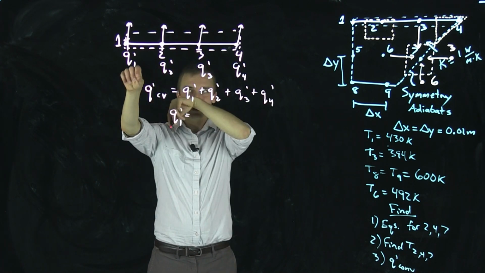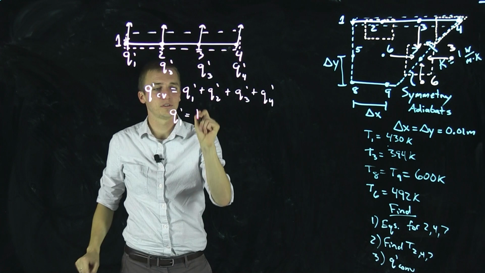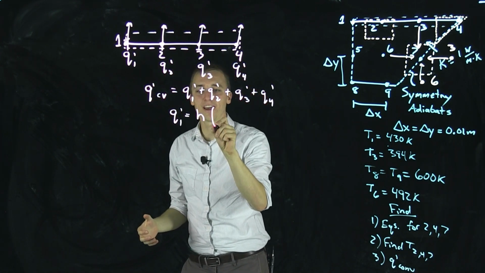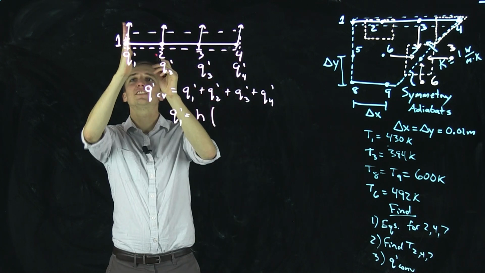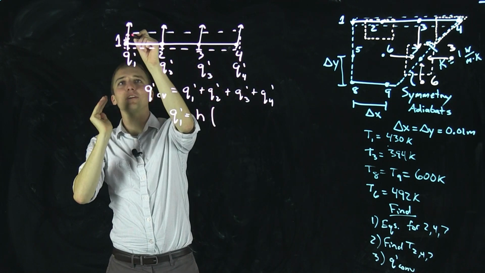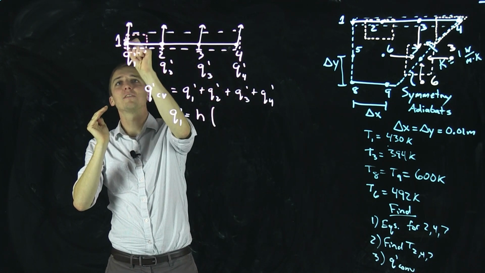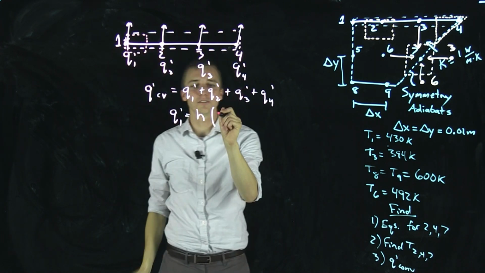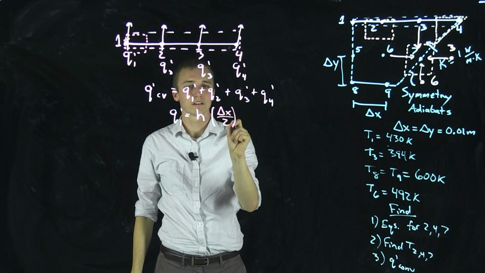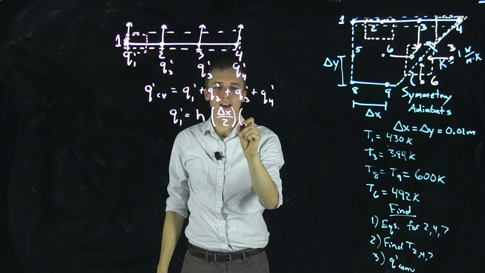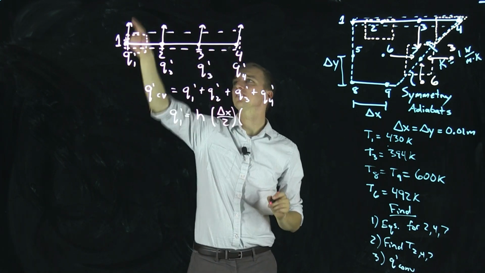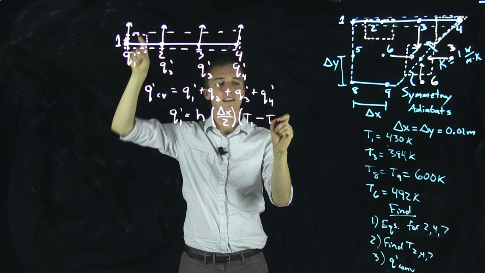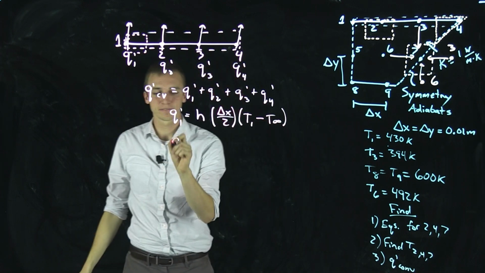So Q1, looking here, is just equal to, again for convection, we start with h, Newton's law of cooling, multiplied by the length. Now this is starting at this node, and we're going to go halfway to the other node. So our specific length here is delta x divided by 2, multiplied by our delta T in the direction of heat transfer. So T1 minus T infinity, or the temperature of the air.